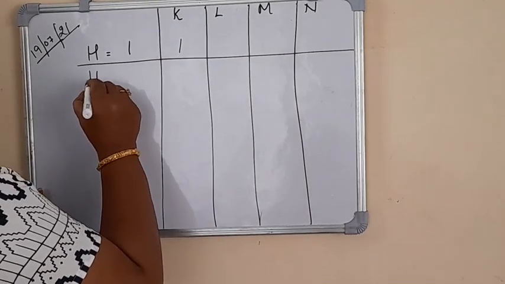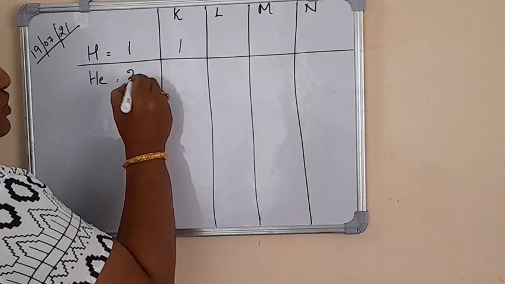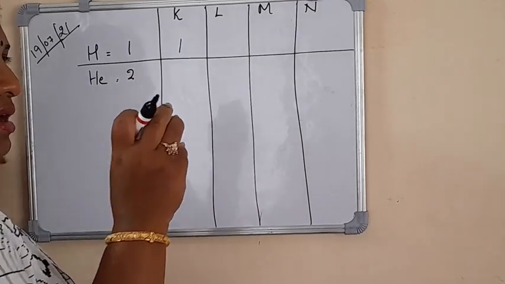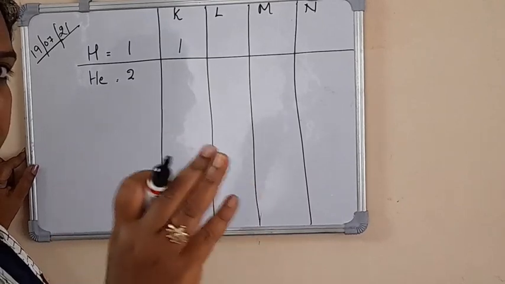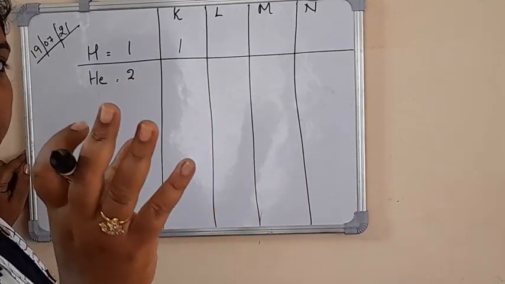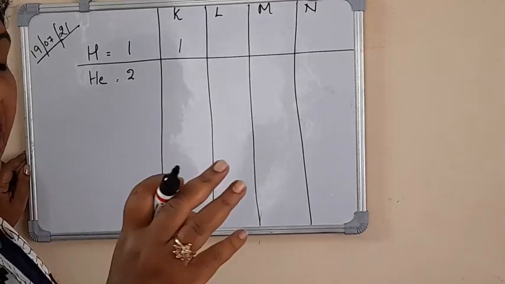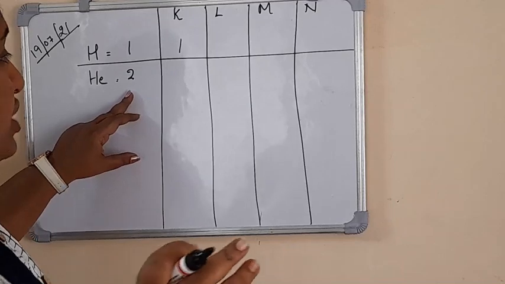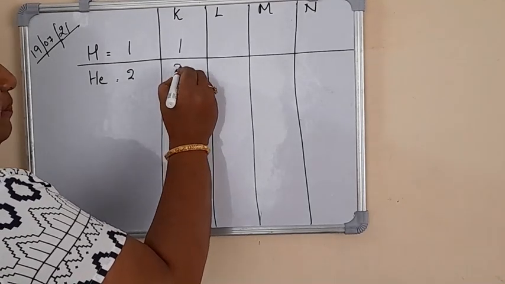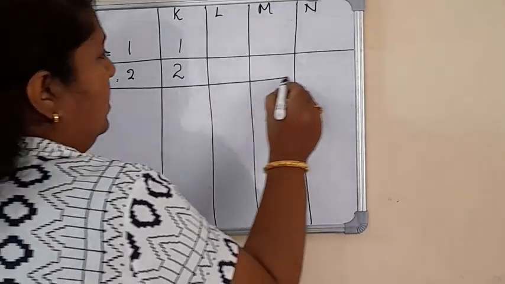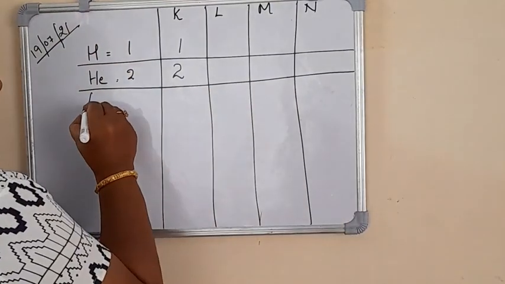Next is helium. Atomic number is 2. Since helium has an atomic number of 2, it has a maximum of 2 electrons. So, those 2 electrons we can give to the K shell.